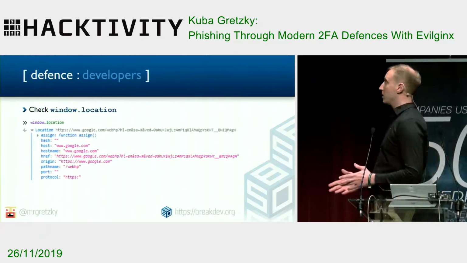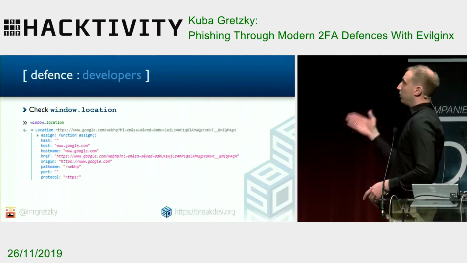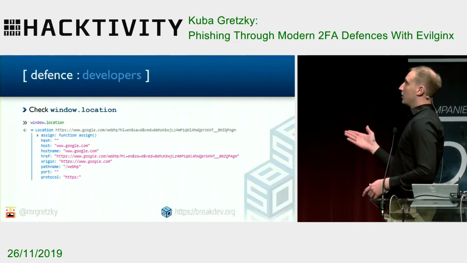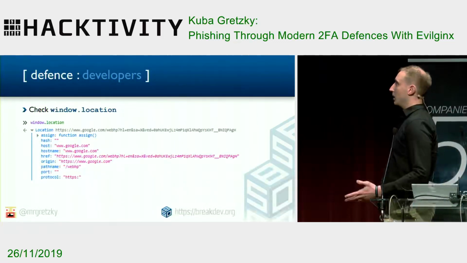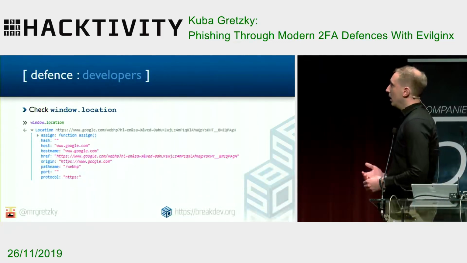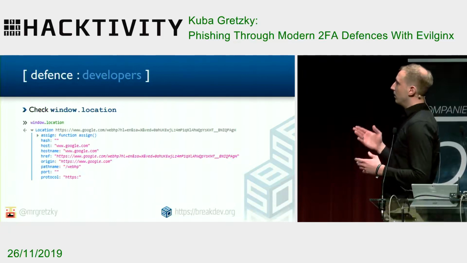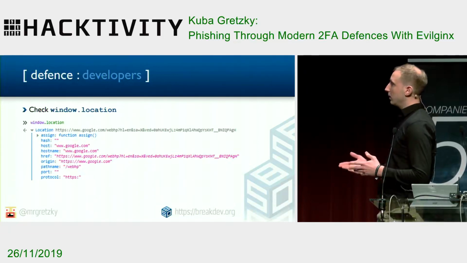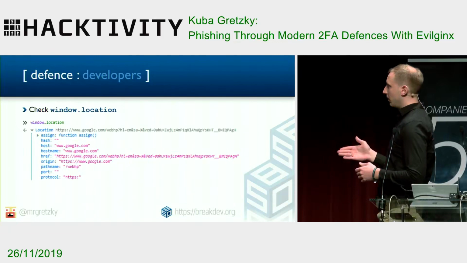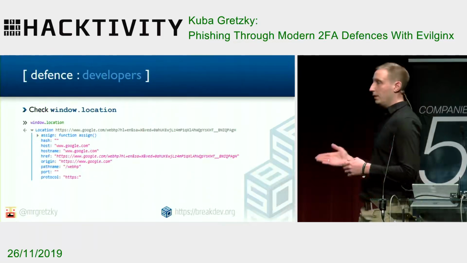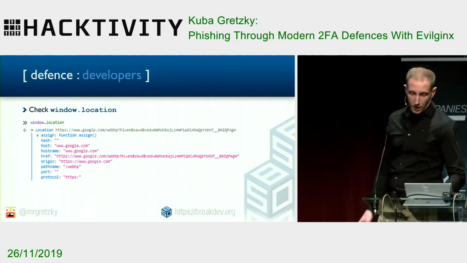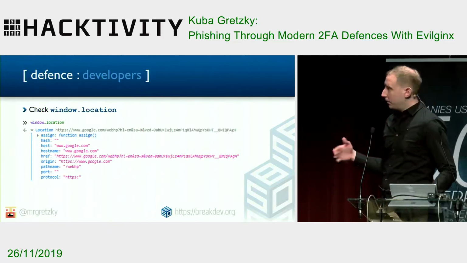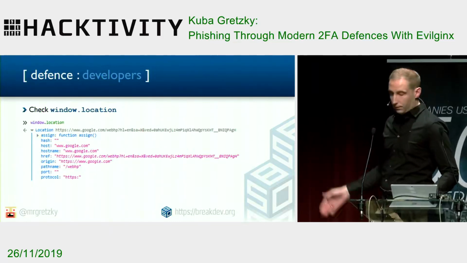From the developer's point of view, probably everyone knows the JavaScript object that you can access from the web browser, window.location. This is the object that gives you information on the URL of the website that you are currently on, and it is heavily secured by the browser. There's no way to actually spoof it. And this is what you can use on your website if you want to protect against tools like Evilginx.